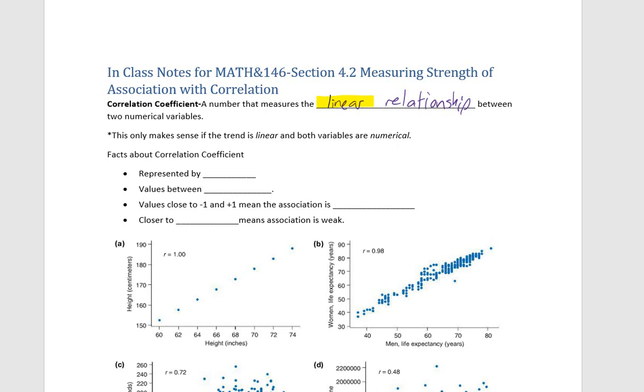So some facts about the correlation coefficient: it's really hard to write correlation coefficient over and over and over, so we represent it with the letter R. The values that we get are going to bounce between -1 and +1. If the values are closer to -1 or +1, the association is very strong. If it's closer to 0, the association is weak. So here we have some examples.